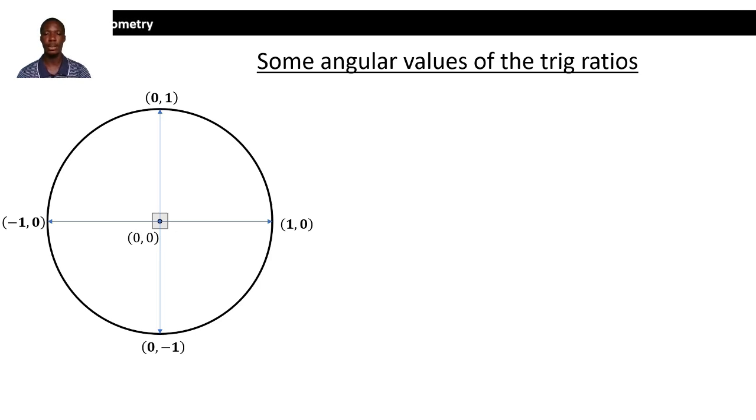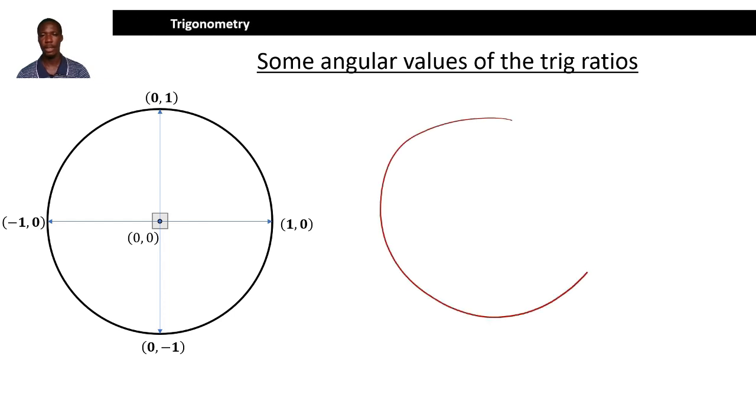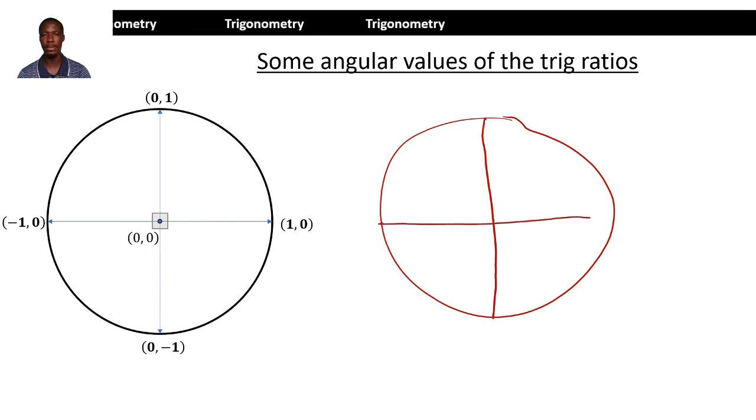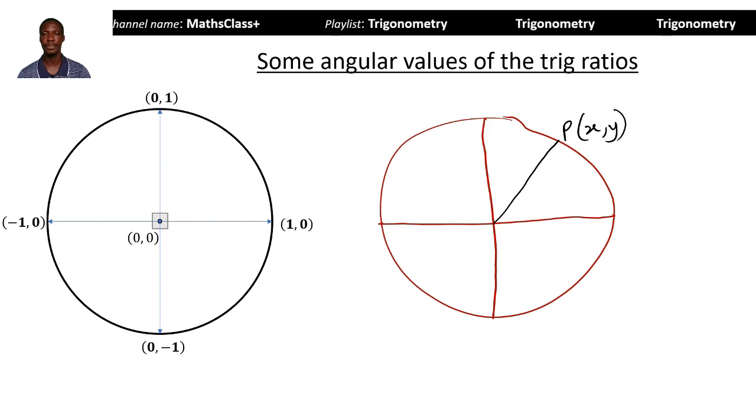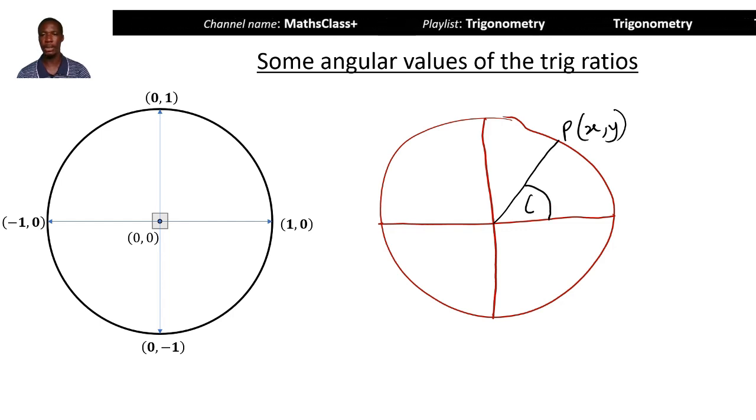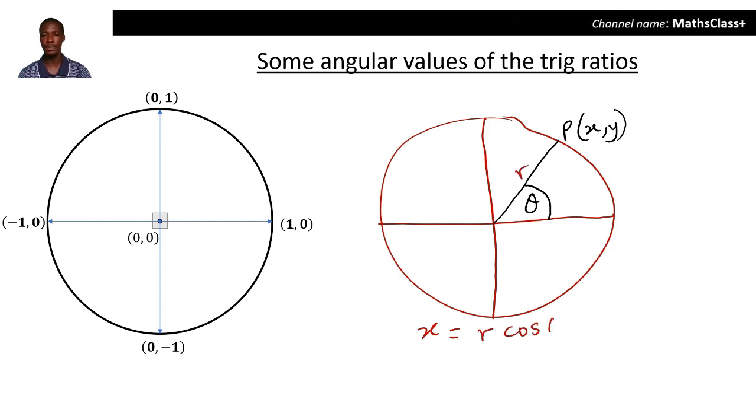Now let's look at some special angles. We have seen that if you have a circle like this, and then there is a point P here with coordinates (x, y), depending on the angle theta here. For us to get the values of x and y, the x coordinate is given as r cos theta, and the y coordinate is given as r sin theta. I hope you remember this.